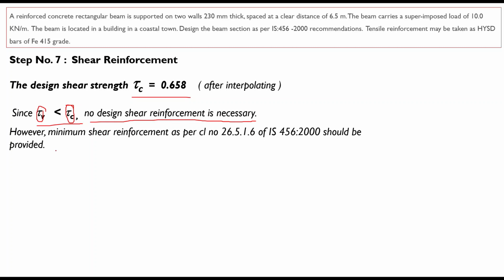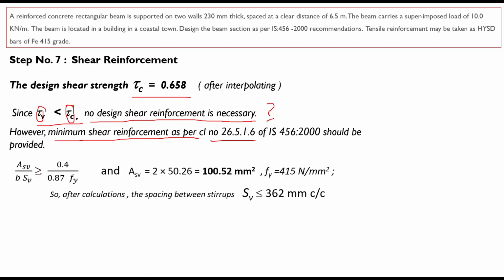But the code suggests that, although design shear reinforcement is not required, you still have to provide minimum shear reinforcement as per clause number 26.5.1.6, and let us go through it. Based on this clause, we get this equation: Asv upon b sv greater than or equal to 0.4 by 0.87 fy. And what is Asv? Asv is basically the area of the stirrup.